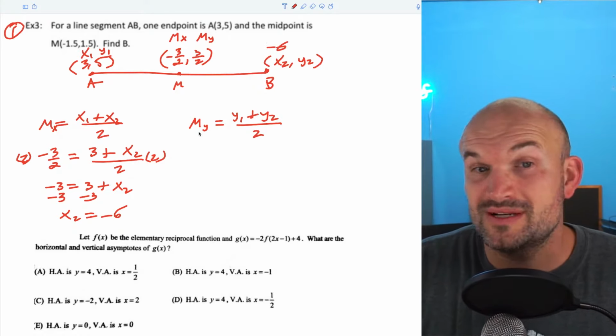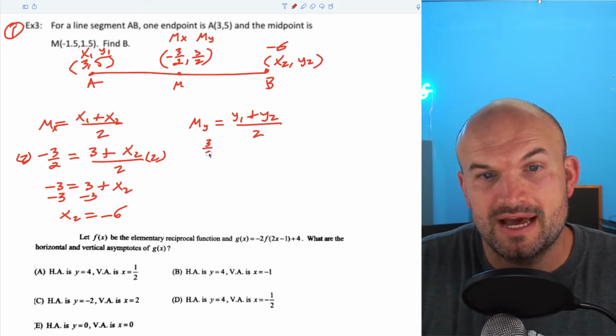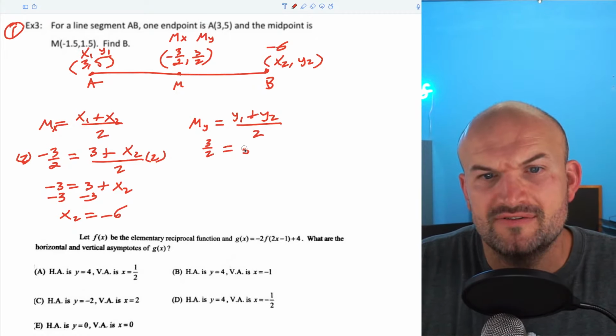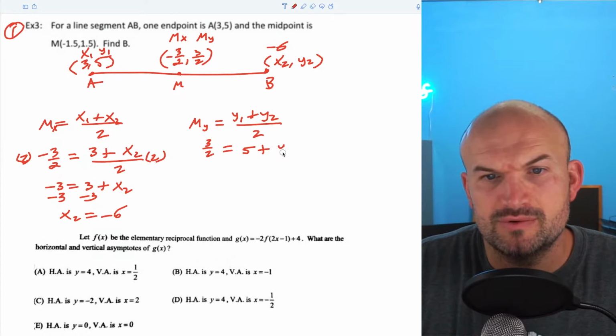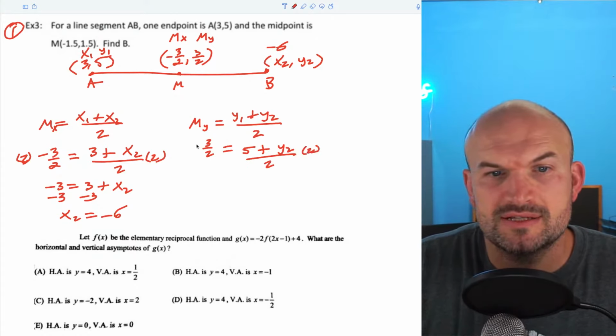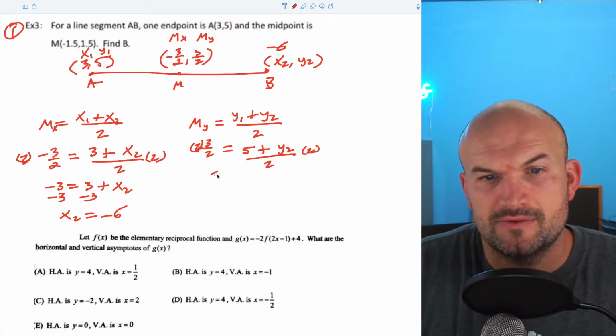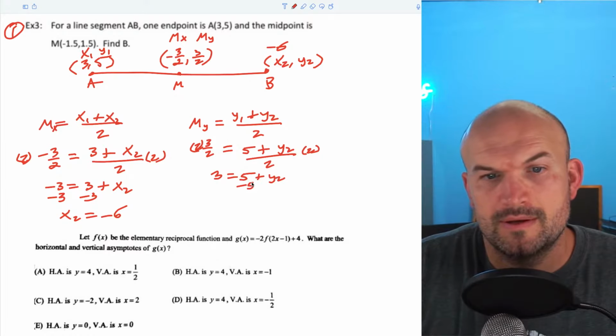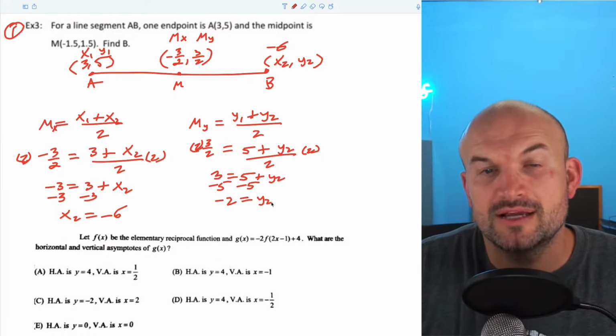And then let's go over this one, exact same thing. This is going to be 3/2 is equal to Y1, which is 5, plus Y2, which we do not know, divided by 2. So again, multiply by 2 on both sides. That's 3 is equal to 5 plus Y2, minus 5, minus 5. That's going to be negative 2 is equal to Y2. Voila.